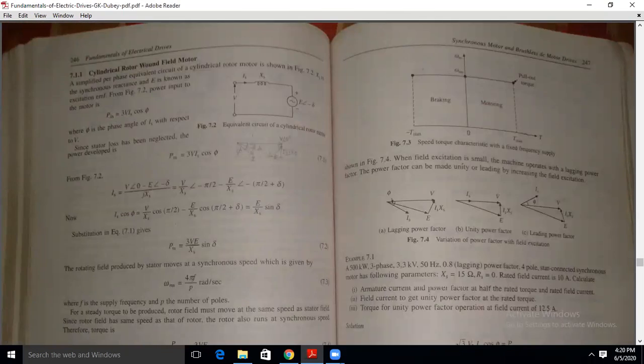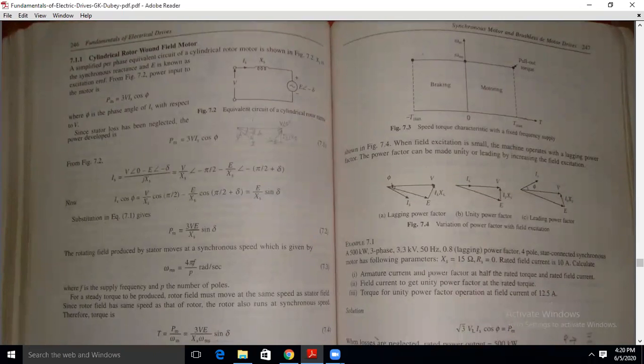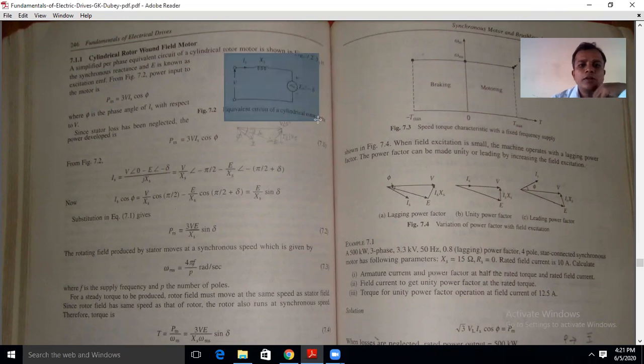Now we will see the cylindrical rotor wound field motor. In this case, you will see the equivalent circuit, the phasor diagram, and the speed torque characteristics of this motor. Here is the equivalent circuit of the cylindrical rotor motor. V is the applied voltage, E is the induced voltage in the motor, Xs is the synchronous reactance, and Is is the current.